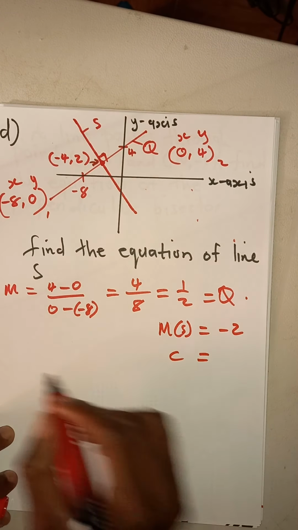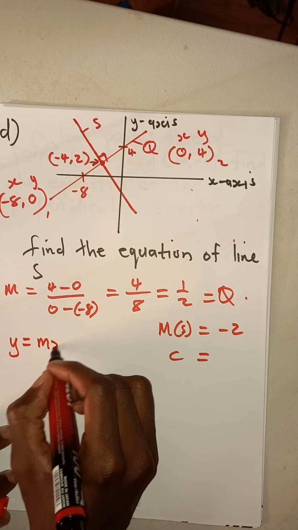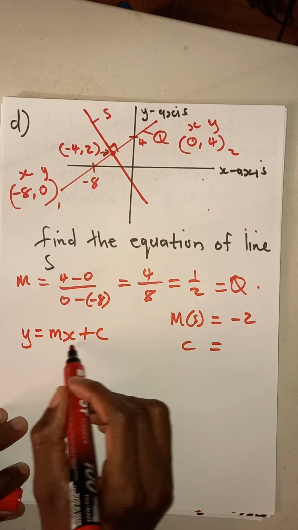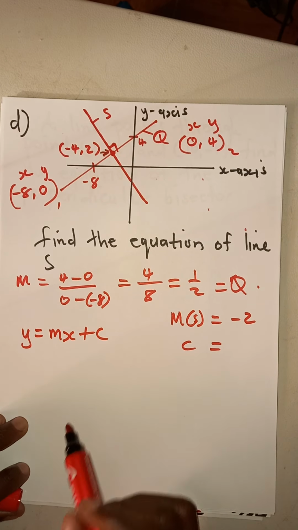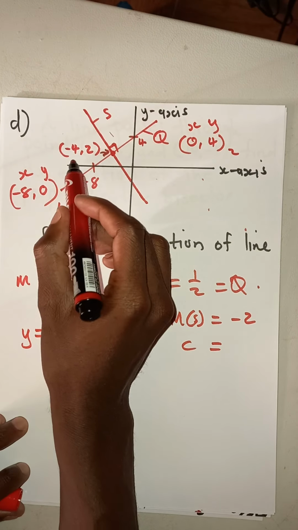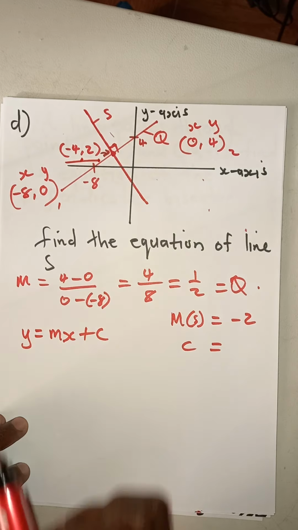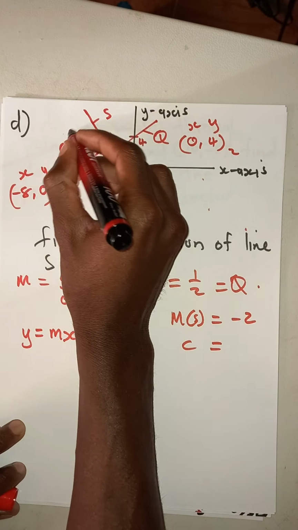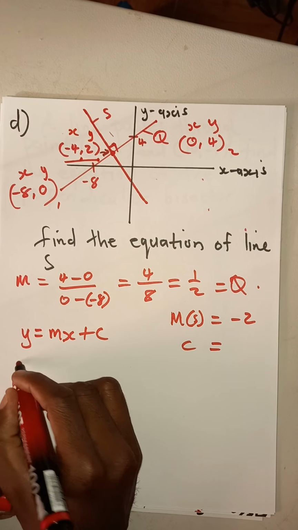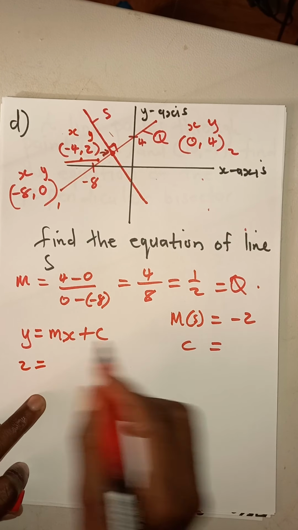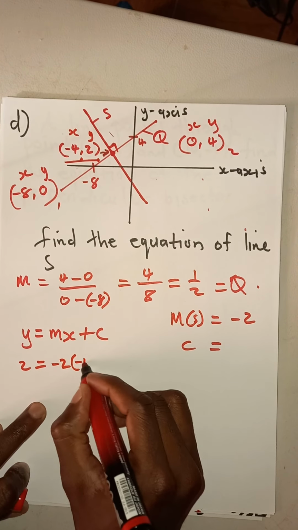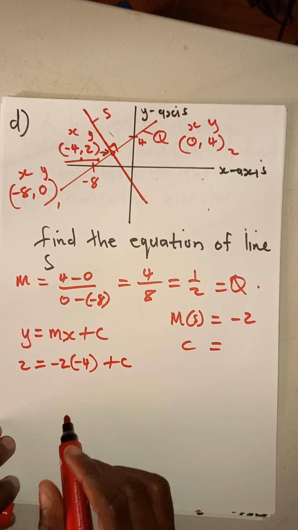As usual, y equals mx plus c. We substitute the given information. Now, we know that line S passes through this coordinate, which means this is the coordinate that we are going to use to find the value of c. So this is x, this is y. So y is 2 equals the gradient, which is -2, times x, which is -4, plus c.